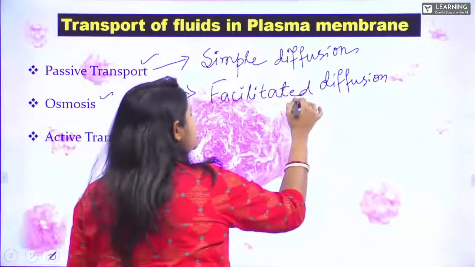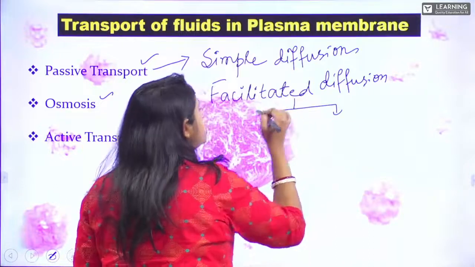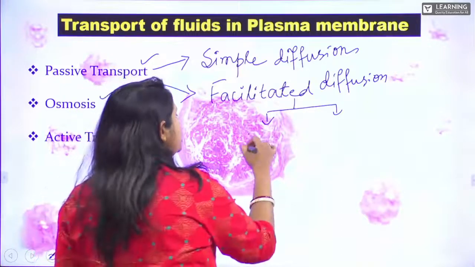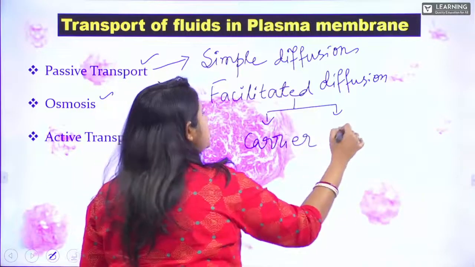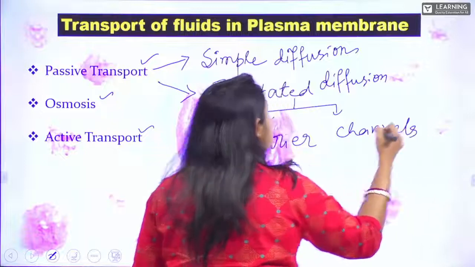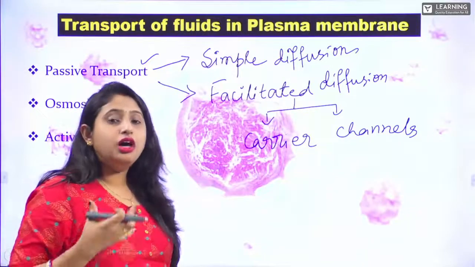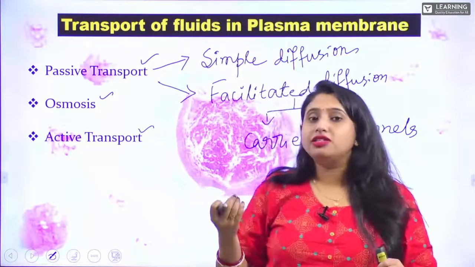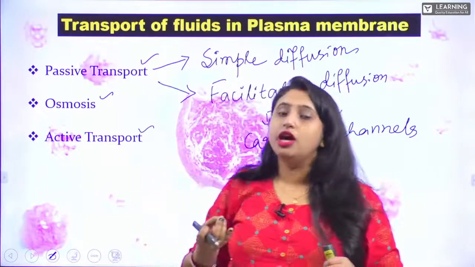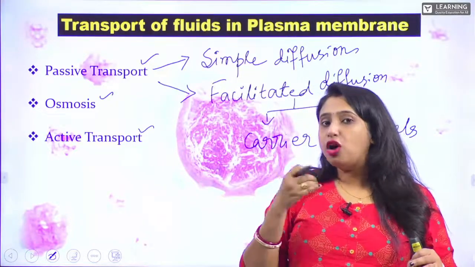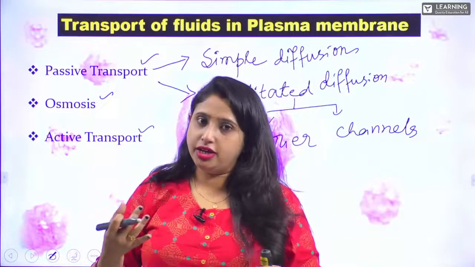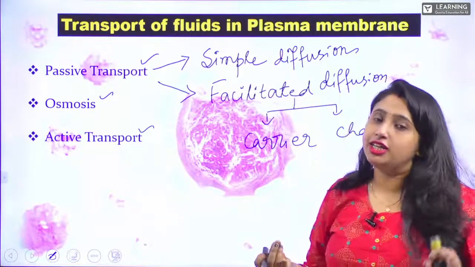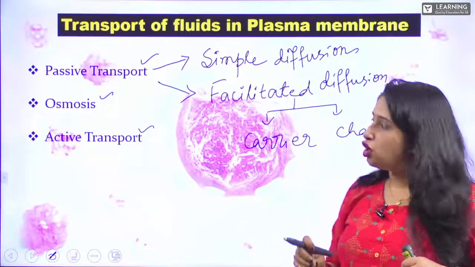Facilitated diffusion again requires some proteins. These are known as carrier proteins, or it happens through various channels. Through various channels the molecules are helped to pass through the plasma membrane. There are some proteins like the porins, which allow the molecules to pass the lipid bilayer. This is facilitated diffusion. We will study this topic in detail in chapter number 11.